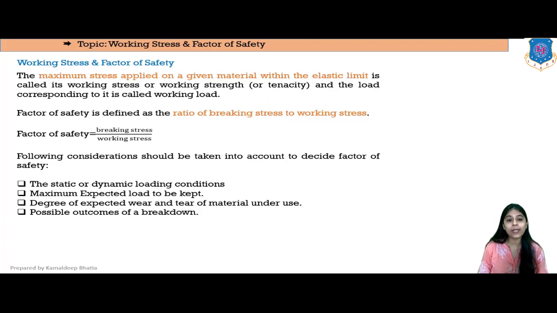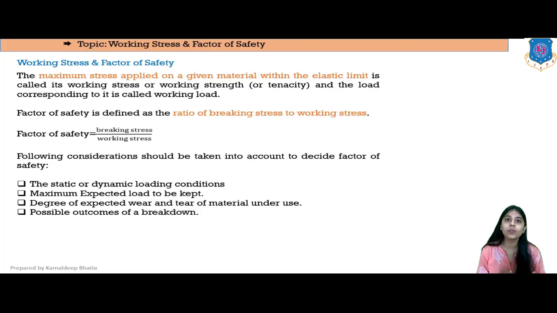Then the degree of expected wear and tear of the material under use, and then the possible outcomes of a breakdown. These are the most general considerations that should be taken into account before deciding the factor of safety. Now there are also some more besides this.